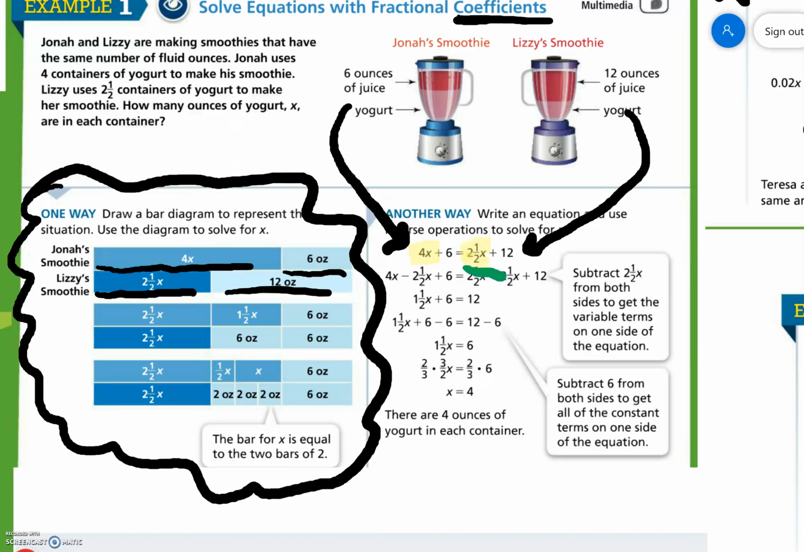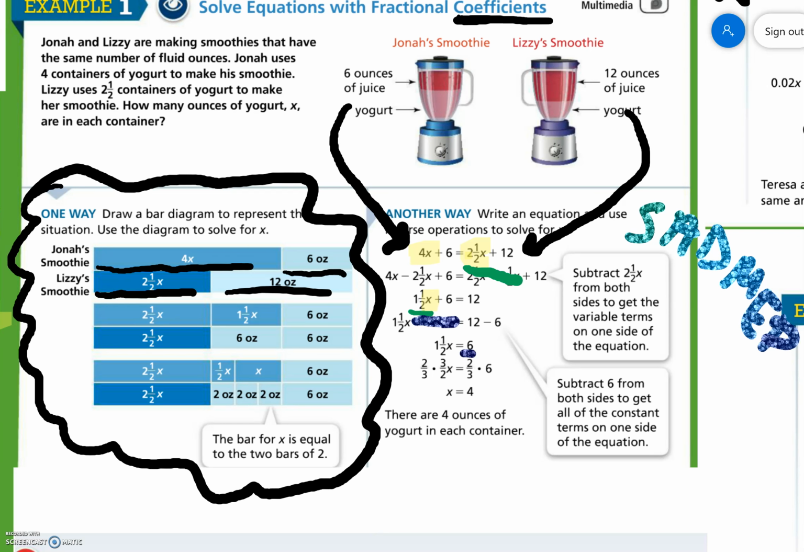So 2.5x minus 2.5x cancels out. 4x minus 2.5x gives us 1.5x. Now we have to move the 6 because we are trying to get x absolutely by itself. So we need to move the things that are close to it. So we're going to use what we learned last year, SADMAP. Okay, so what are we going to do first? The addition or the multiplication? Well, we're going to do the addition. So we do the inverse of addition, which is subtraction, to subtract 6. That cancels out. 12 minus 6 equals 6 on that side.